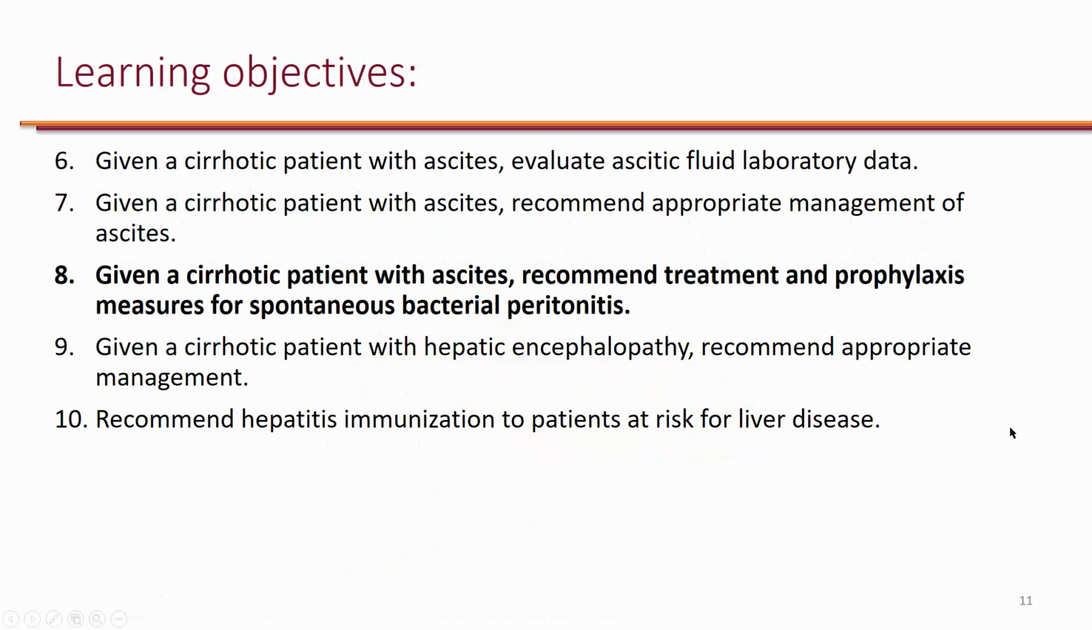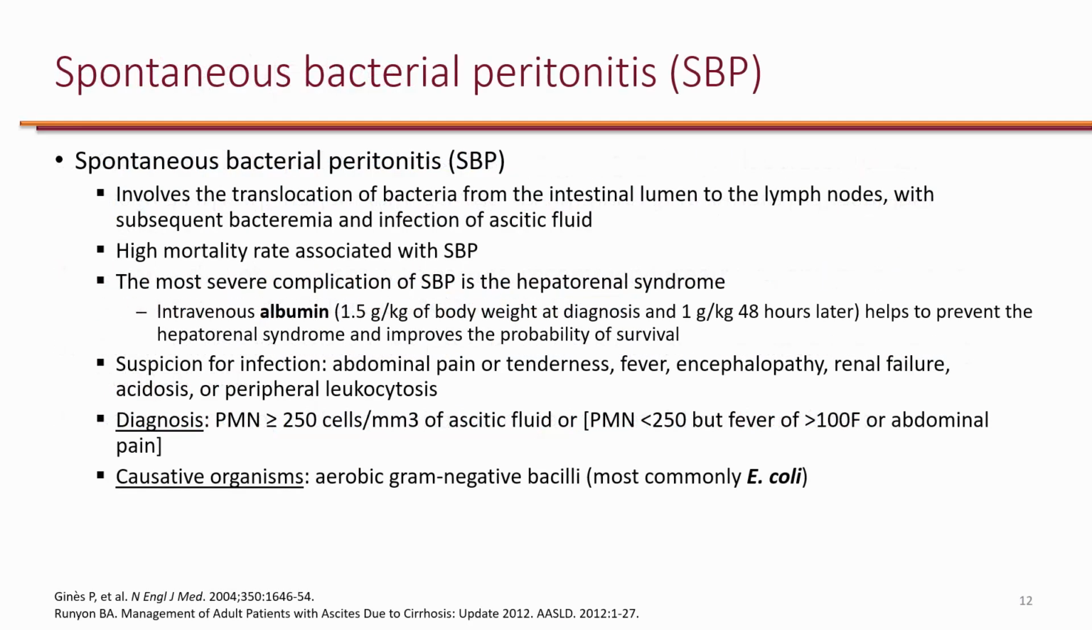The next learning objective is: given a cirrhotic patient with ascites, recommend treatment and prophylaxis measures for spontaneous bacterial peritonitis, or SBP. Another thing that can happen with patients with ascites is something referred to as spontaneous bacterial peritonitis, or SBP. SBP involves translocation of bacteria from the intestine to lymph nodes with subsequent bacteremia and infection of ascitic fluid. Unfortunately, SBP has a high mortality rate. The most severe complication of SBP is the hepatorenal syndrome.